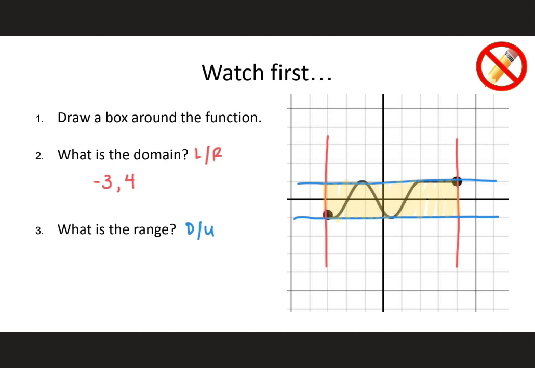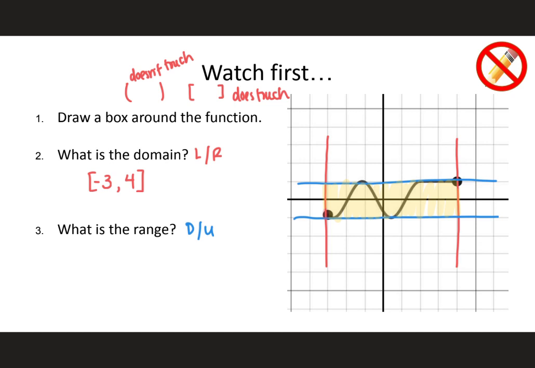So now we need to decide if we're going to be using parentheses or brackets. Well, we know parentheses means it doesn't touch, meaning it does not include that number, and brackets means it does touch. So if we look at our vertical line that cuts off our domain, it does touch our graph at -3, which means we're going to use a bracket. And then if we look at our line that's from our box, it does touch at 4, which means we're going to use a bracket here as well.